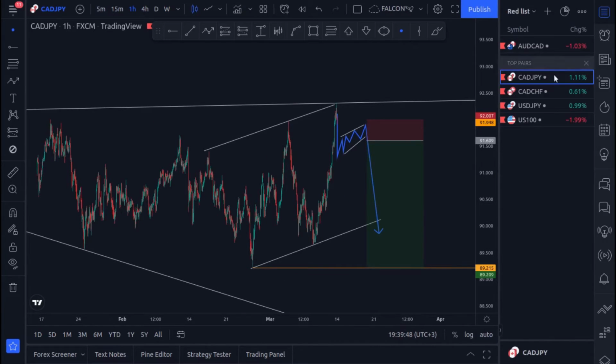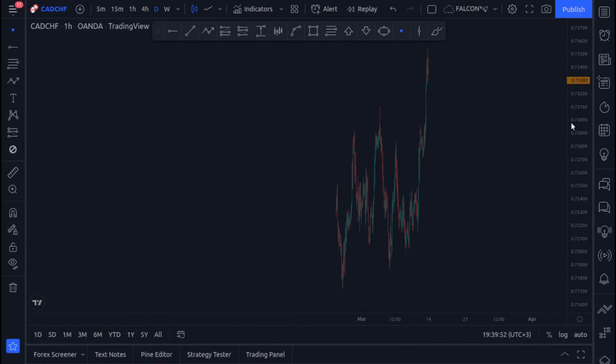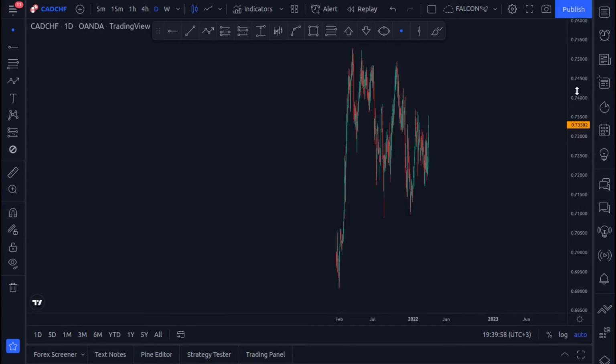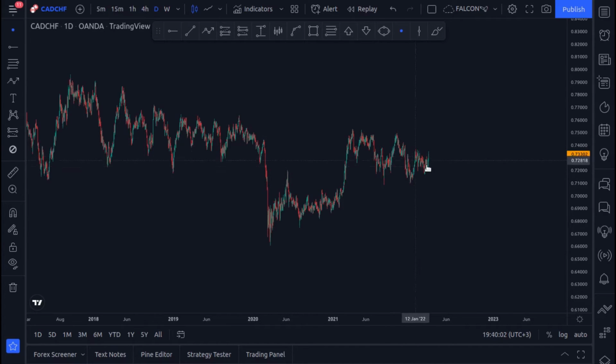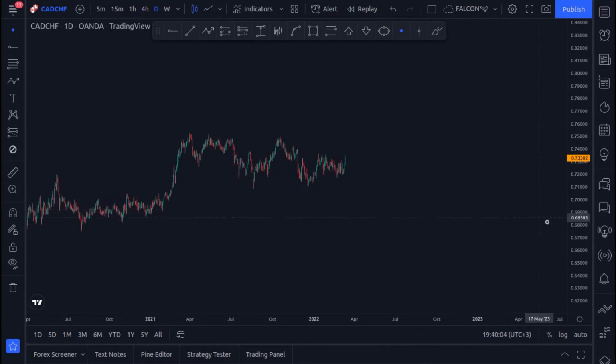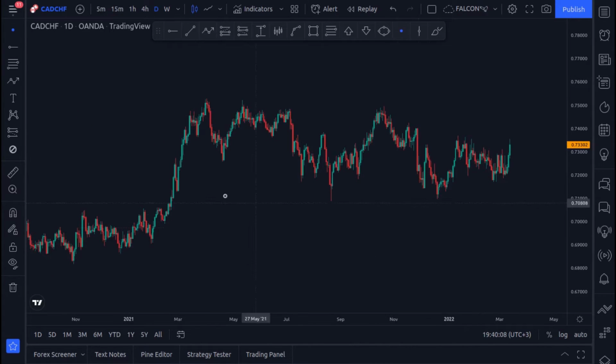Nice. Now let's go to CADCHF. Let's see. CADCHF, I see it made an impulse, and this one is a big correction. Okay, you can see a very big correction over here. Yeah, all of this is a correction after this impulsive move.